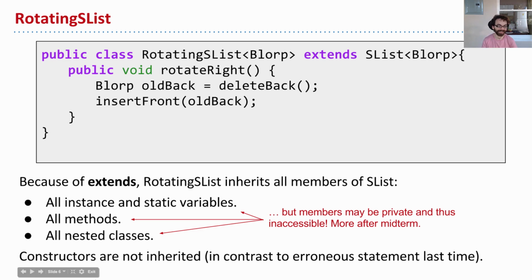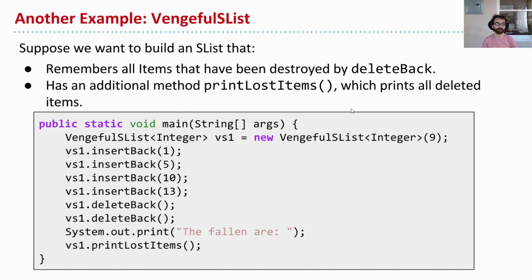But anyway, all right, so constructors, they are not inherited, right? You do not get the constructor of SLList whenever you create RotatingSLList. Just saying extends, you don't get the constructors. And we'll see what that means in more detail with another example now.